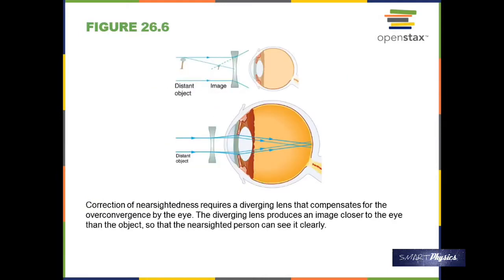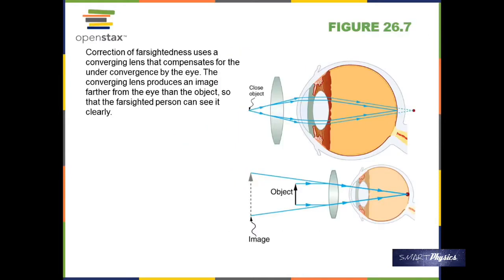Now that's what is shown in these diagrams. This is what we talked about. If you have a concave lens, you can correct myopia. And if you use a convex lens, you can correct hyperopia. It's very clear from that. You see that?